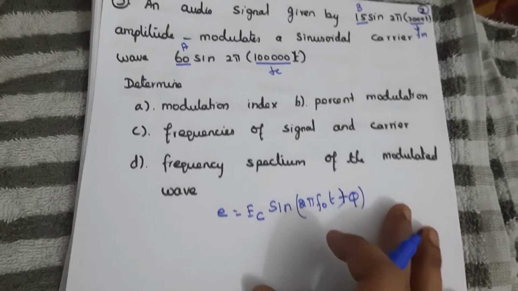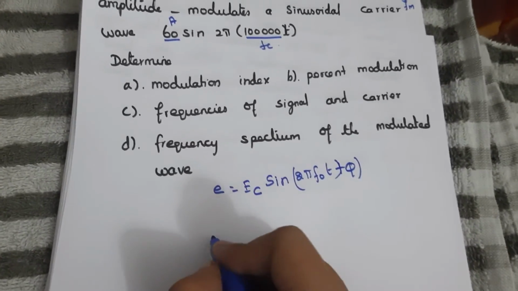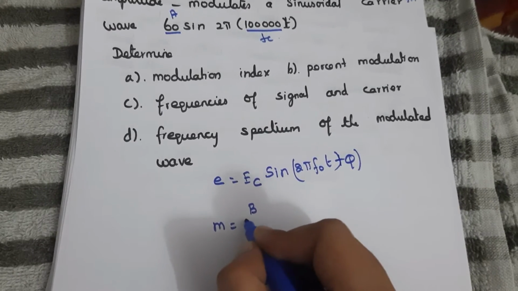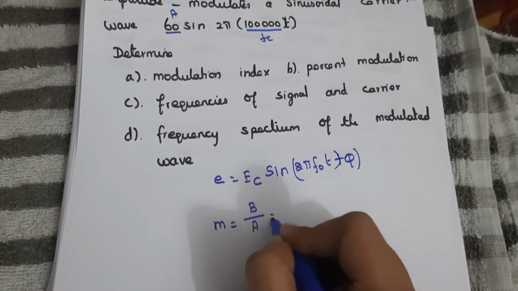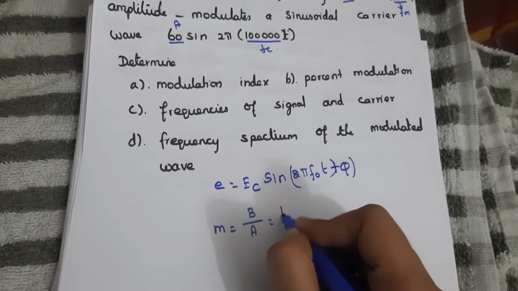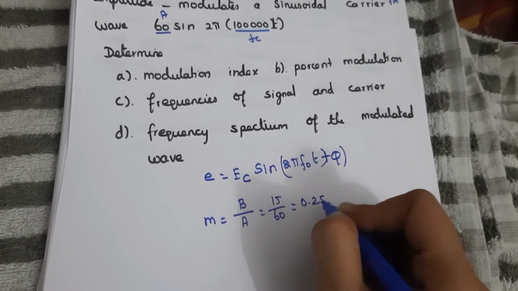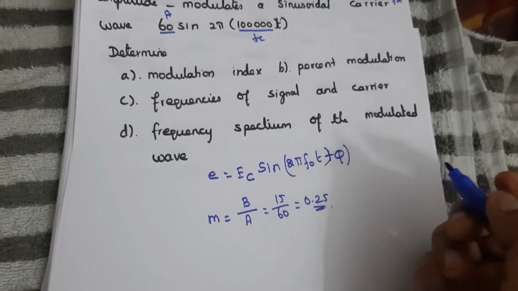So first we need to find the modulation index. Modulation index is nothing but M. We know the equation M is equal to B by A. Here B is 15 and A is 60, so the answer is 0.25. So now we have found the modulation index.